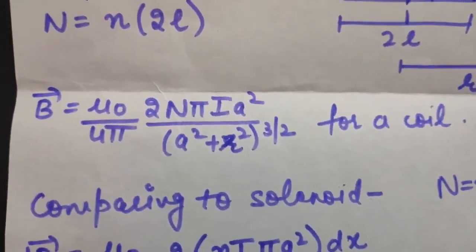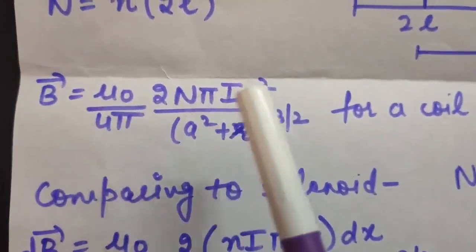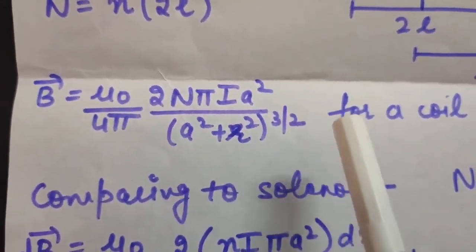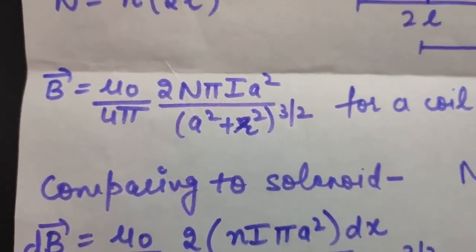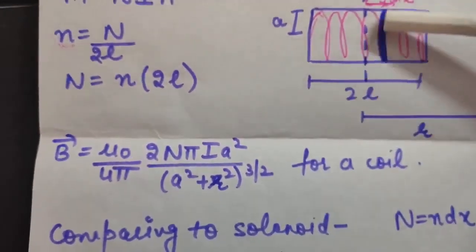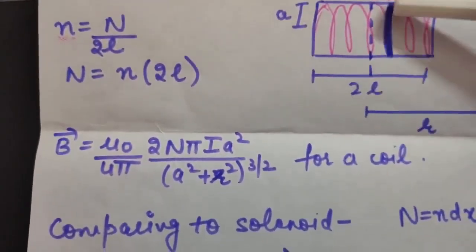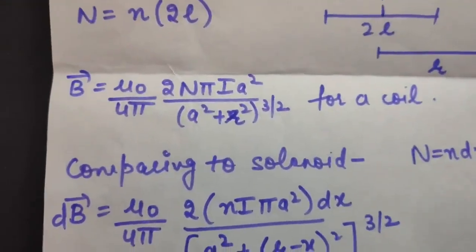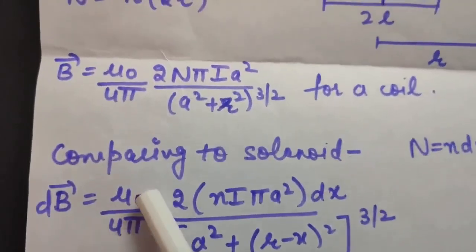That formula came to be μ0/4π times 2nπia² upon (a² + r²)^(3/2). This we have derived in previous formulas. Now if we want to write this formula for this coil which we have taken of thickness dx, because its thickness is dx, we'll be writing dB for it. So for that, now μ0 upon 4π.